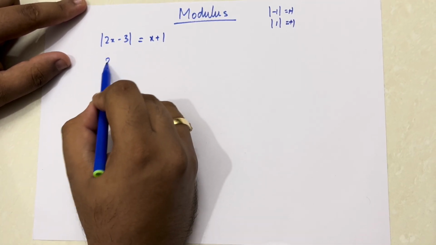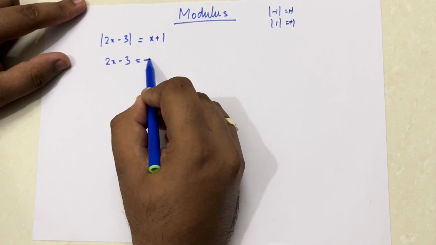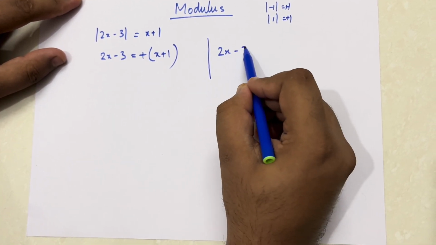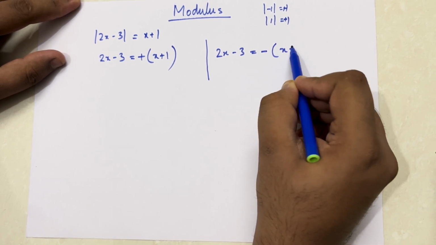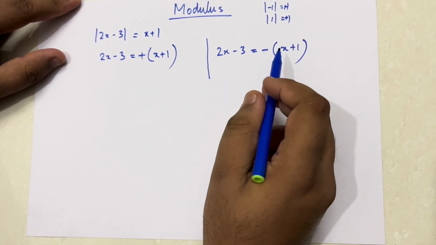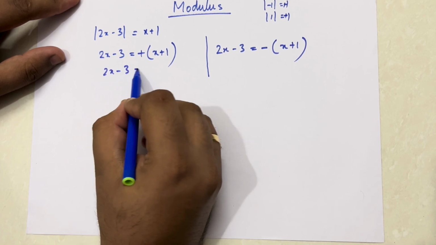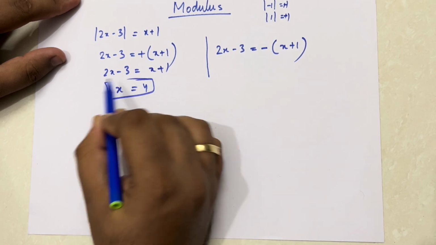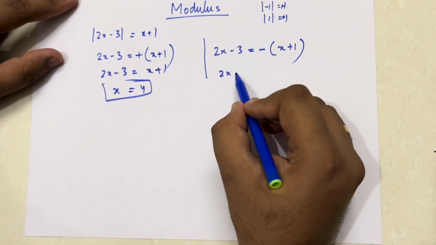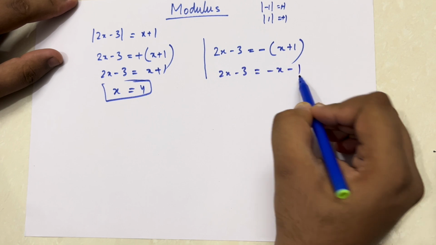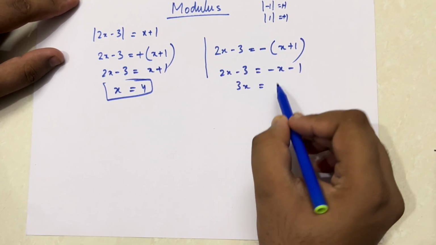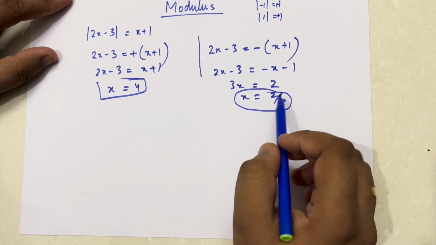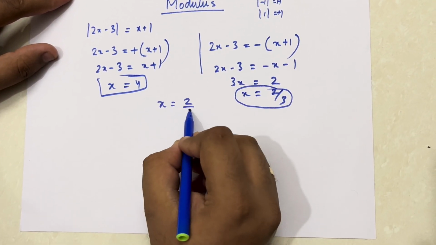Simply, there will be two cases. 2x minus 3 will be positive of x plus 1, or 2x minus 3 will be negative of x plus 1. Very simple. So 2x minus 3 equals x plus 1. Just solve this, x is equal to 4. So this is one value of x. And this one, 2x minus 3 equals minus x minus 1. This becomes 3x equals 2, so x is 2 by 3. These are the two values of x which we had got earlier also. So x is 2 by 3 and 4.